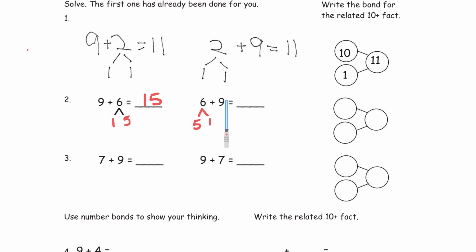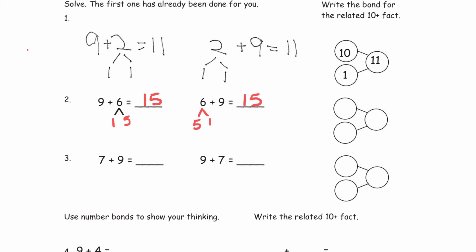I'm going to add in my brain right now. 9 plus 1 is 10. And 10 plus 5 is 15. And we didn't even really have to solve that, did we? Because we already did it over here. So all the numbers just plug in over here the exact same. We just flip-flop the numbers around.